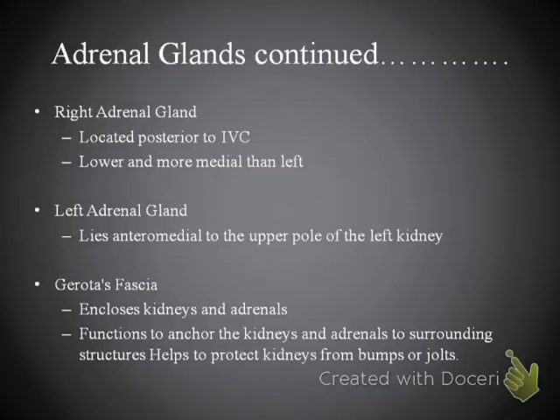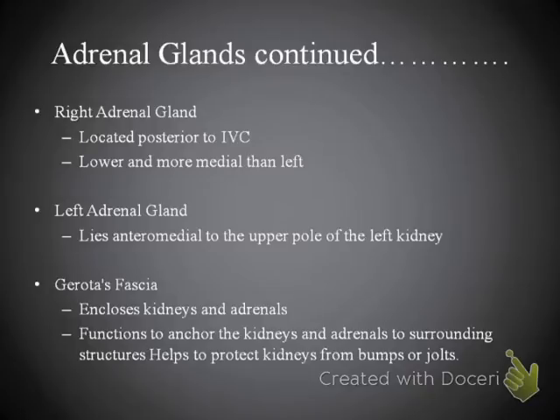It's important to know the difference between the right and left adrenal gland. The right adrenal gland is located posterior to the inferior vena cava, and it's lower and more medial than the left. The left adrenal gland, on the other hand, lies anteromedial to the upper pole of the left kidney. And so basically, we have to keep in mind that there are different positions here. The right's going to be just slightly lower. And when we get to thinking about it, the left kidney usually is sitting just slightly higher than the right. And so that makes sense if we think that the adrenal glands are situated on top of the kidneys with separation by the pararenal fat.